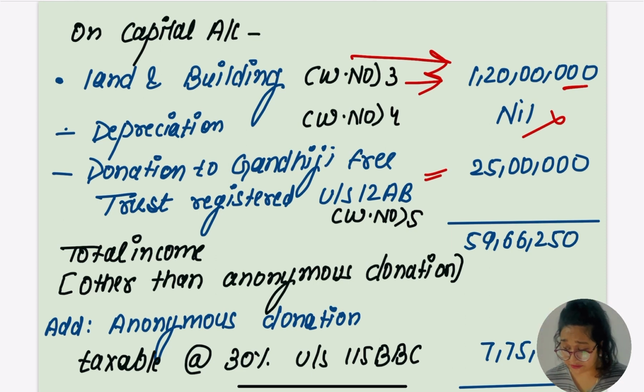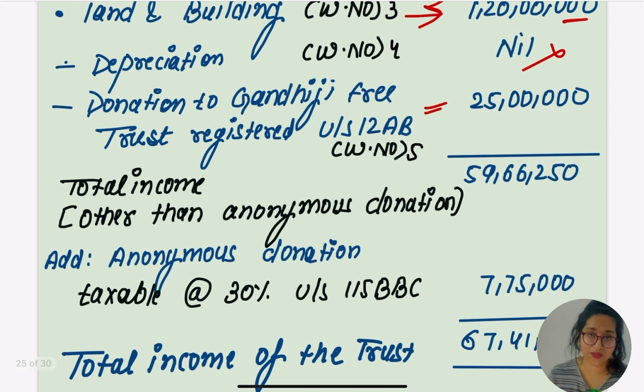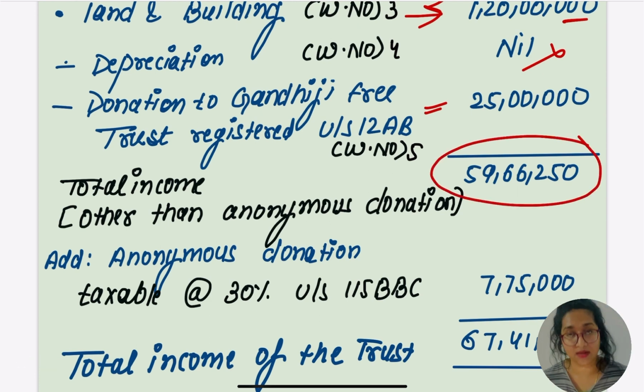So we have 59,66,250. Hope you are following with me. This is the total income, but we had taken the gross amount, the corpus amount and the anonymous donation, which we deducted from that part, whichever was higher, 1 lakh or 5% of the total donation. In this case it was 5%; sometimes it might be 1 lakh. So we are going to add back that amount.